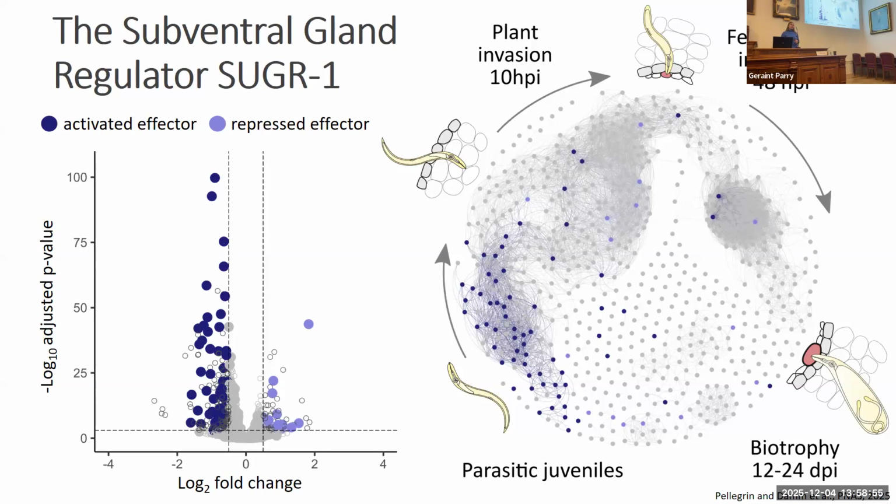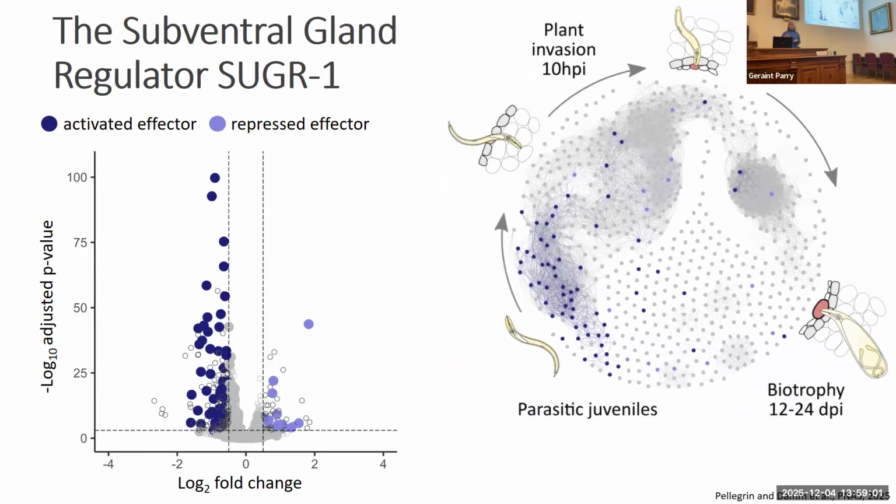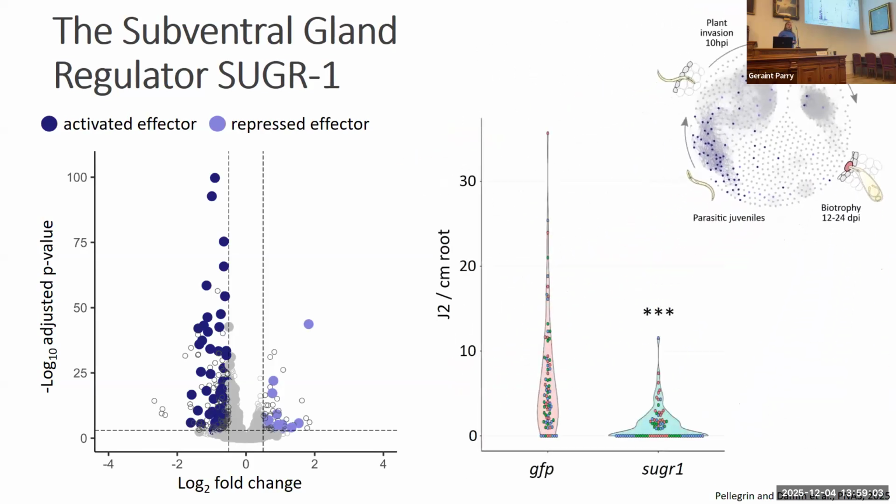So the next logical question we ask is, how important is this actually for plant invasion? And to test this, we once again knocked down this transcription factor via RNAi, but this time we looked at the phenotype of the number of nematodes that make it into the host. And if we knock down SUGAR, we can reduce the number of nematodes that were able to successfully invade the host by 80%. So this seems to be highly important early on during plant invasion.